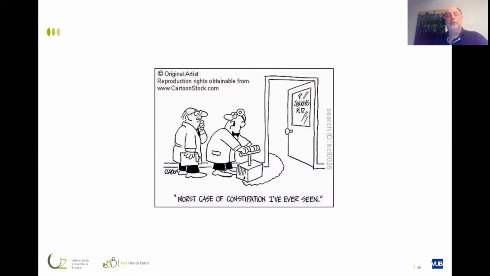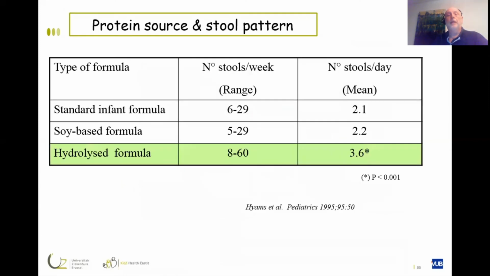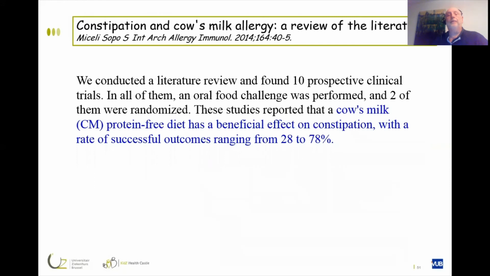What about constipation? Well, hydrolysates result in a higher defecation frequency than intact protein. So protein hydrolysates bring defecation frequency closer to that frequency of breastfed infants than intact protein.